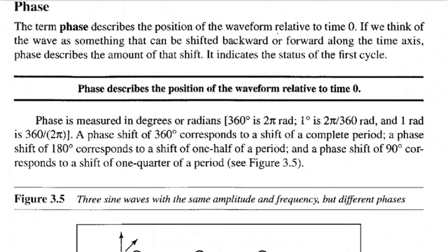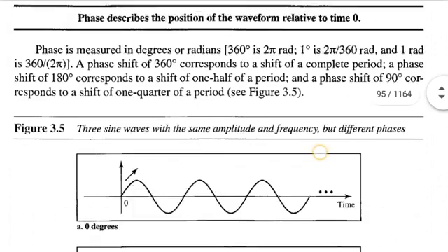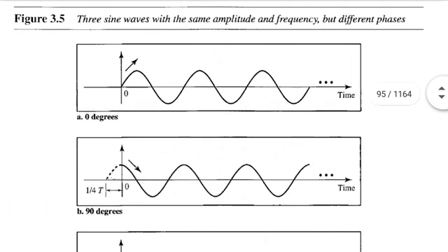A phase shift of 360 degrees corresponds to a shift of a complete period. A phase shift of 180 degrees corresponds to a shift of one half of a period, and a phase shift of 90 degrees corresponds to a shift of 1/4 of a period. Three sine waves with the same amplitude and frequency but different phases.